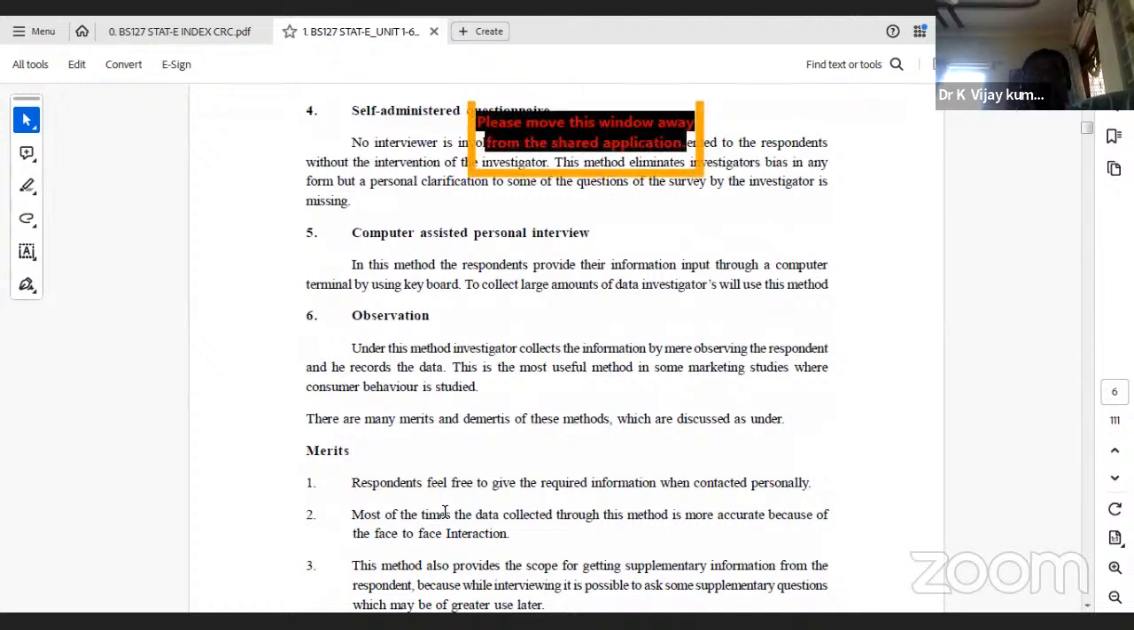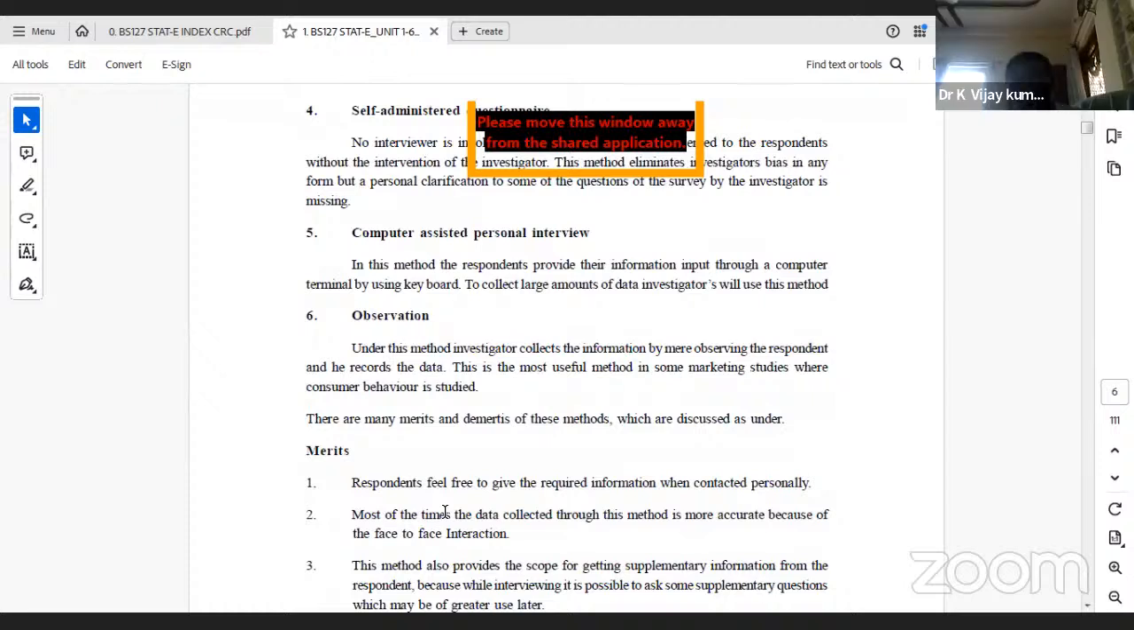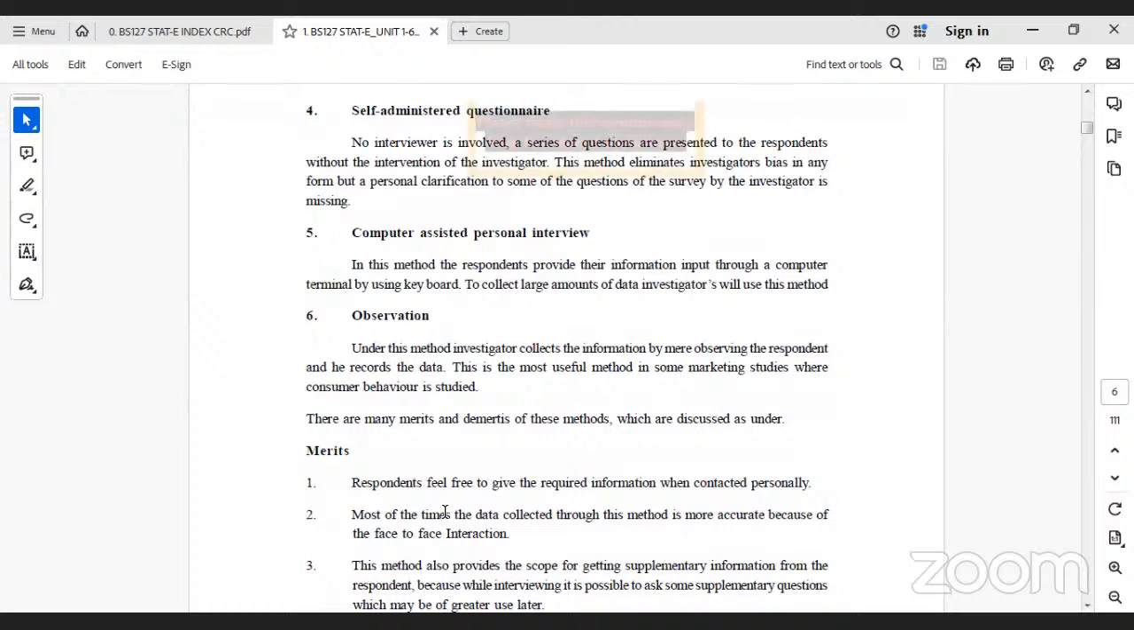Merits. Respondents feel free to give the required information. Respondents feel free to give required information when contacted personally.